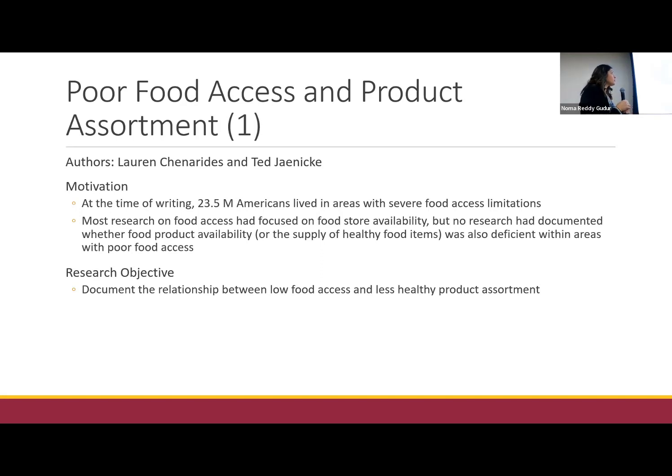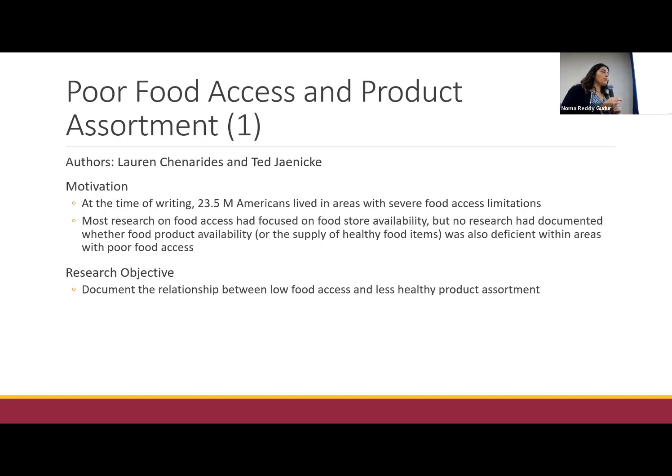One that I wrote was looking at this question of poor food access and product assortment. When this paper was published, USDA had estimated that there were approximately 24 million Americans that lived in areas with severe food access limitations, meaning that their neighborhoods did not have access to supermarkets or large grocery stores. That's a huge number. It's approximately the population of Australia.